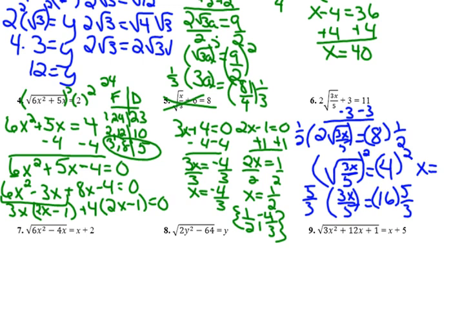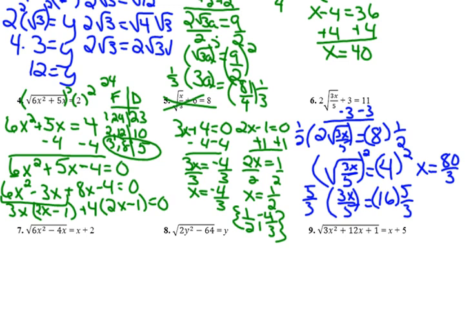16 times 5 is 80, so 80/3. So notice the reason that I ended up with only one x value in number 6 compared to 2 x values in number 4 is because in number 4 I have an x squared. X squared means you get 2 x values. In number 6 I only have x, I have an exponent of 1, so one x value.